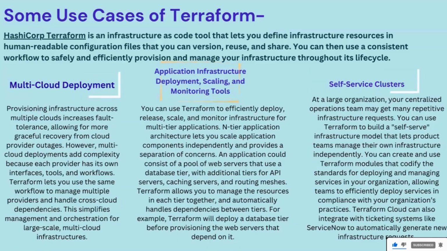Application infrastructure deployment, scaling, and monitoring. You can use Terraform to efficiently deploy, release, scale, and monitor infrastructure for multi-tier application architecture. It lets you scale application components independently and provides a separation of concerns. An application could consist of a pool of web servers that use a database tier, with additional tiers for API servers, caching servers, and routing messages.